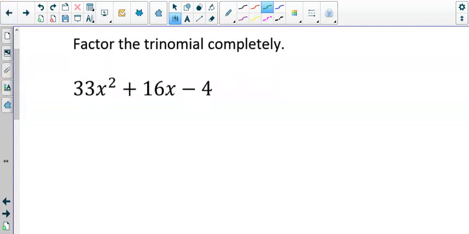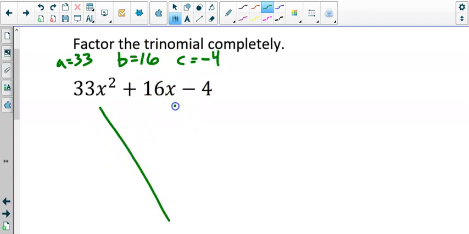So, let's run through this again. What's your A? 33. What's your B? What's your C? The X game up here, again, is A times C. Down here is the B. So what is A times C?